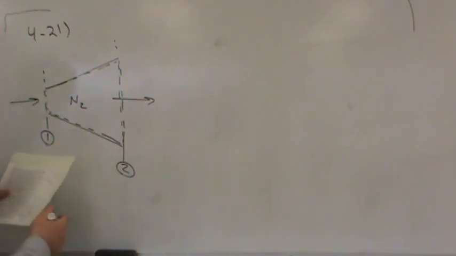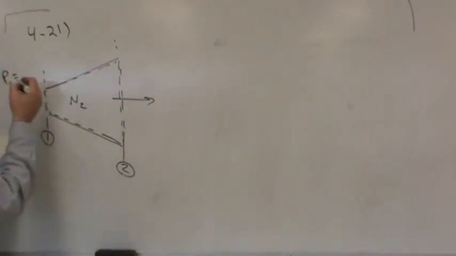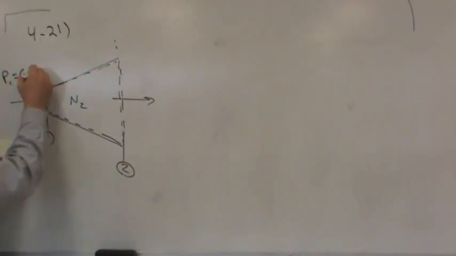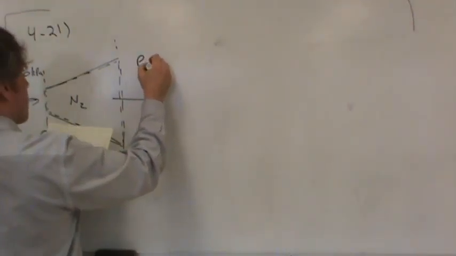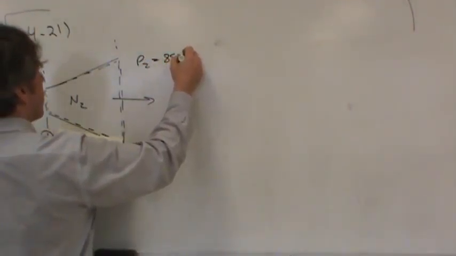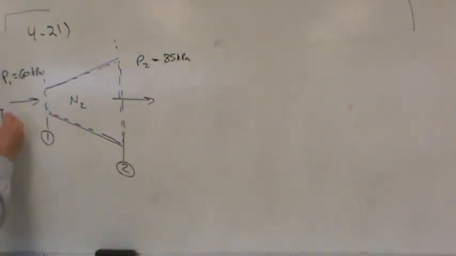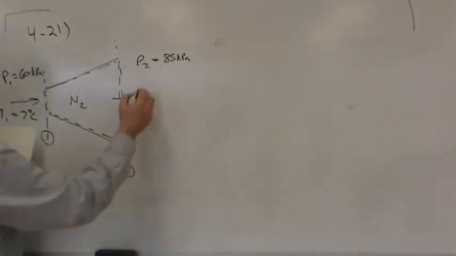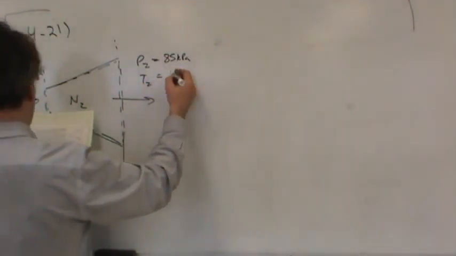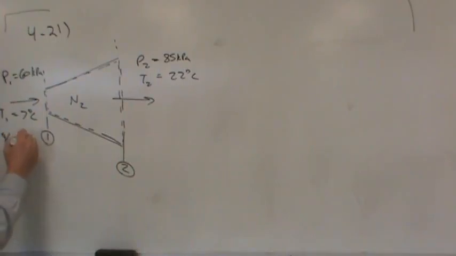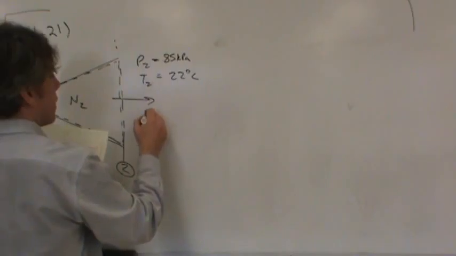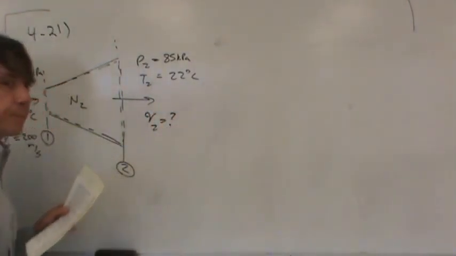Let's try that. So the nitrogen comes in at a pressure at state 1 of 60 kilopascals and leaves at a pressure of 85 kilopascals. It comes in at a temperature of 7 degrees Celsius and leaves at a temperature of 22 degrees Celsius. It comes in with a velocity of 200 meters per second, and we're supposed to find the exit velocity.